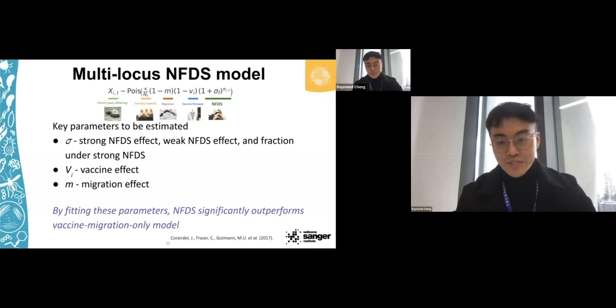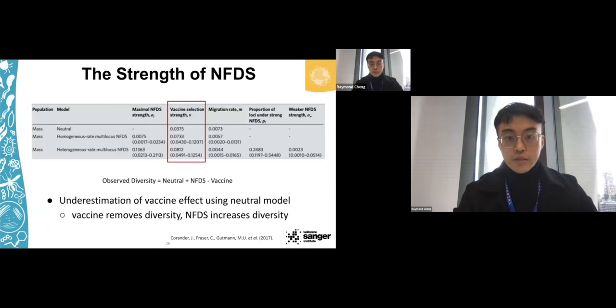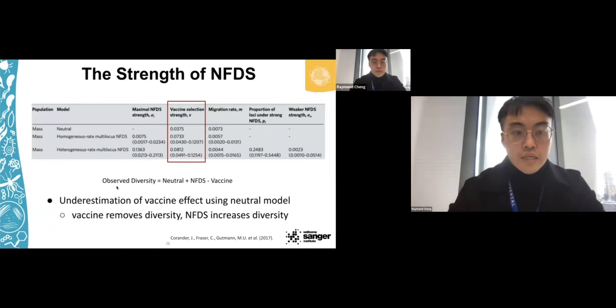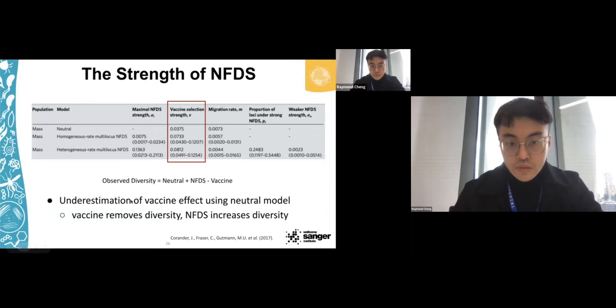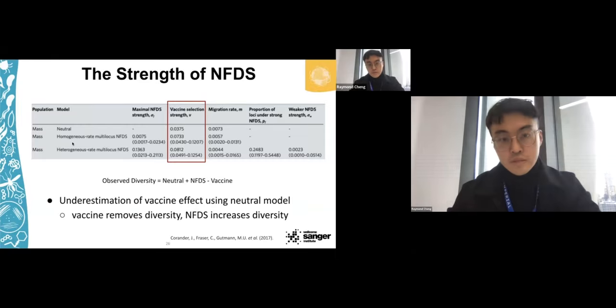I'm not going to show the model comparison statistics, but in the results in the paper, the multi-locus NFDS model significantly outperforms the vaccine-migration only model. We can look into the results here in the Massachusetts population. The strength of the vaccine effect is around 0.03 to 0.04 under the neutral model, but when we use either the homogeneous rate multi-locus NFDS or the heterogeneous rate multi-locus NFDS, we get a higher vaccine effect.